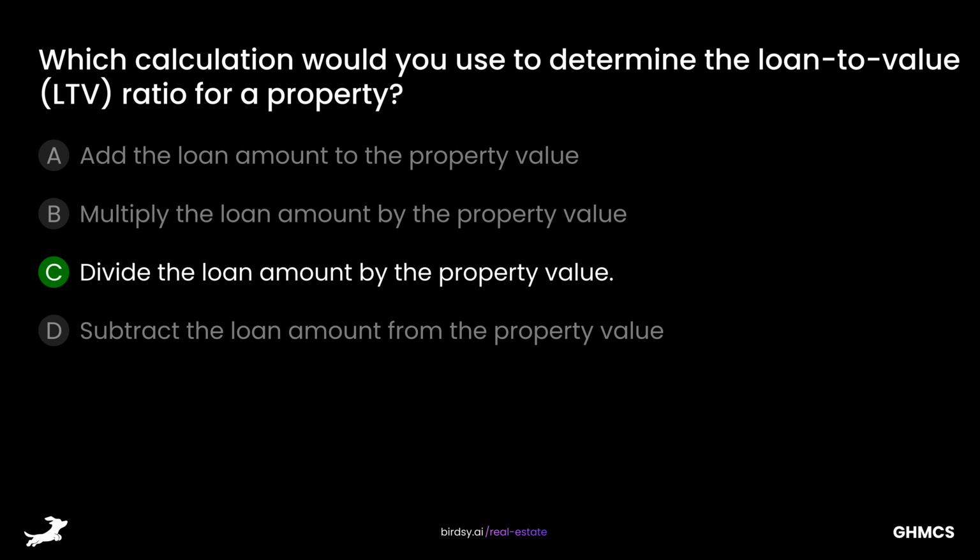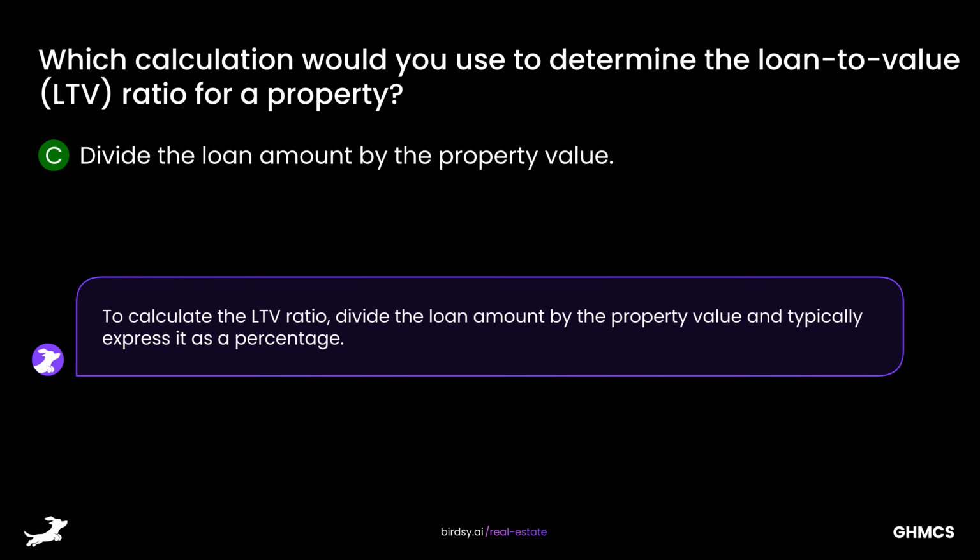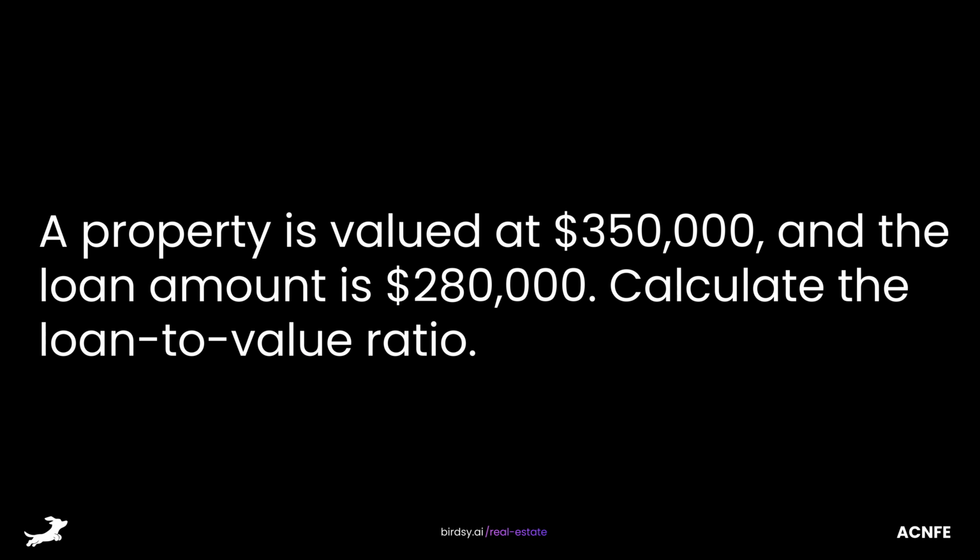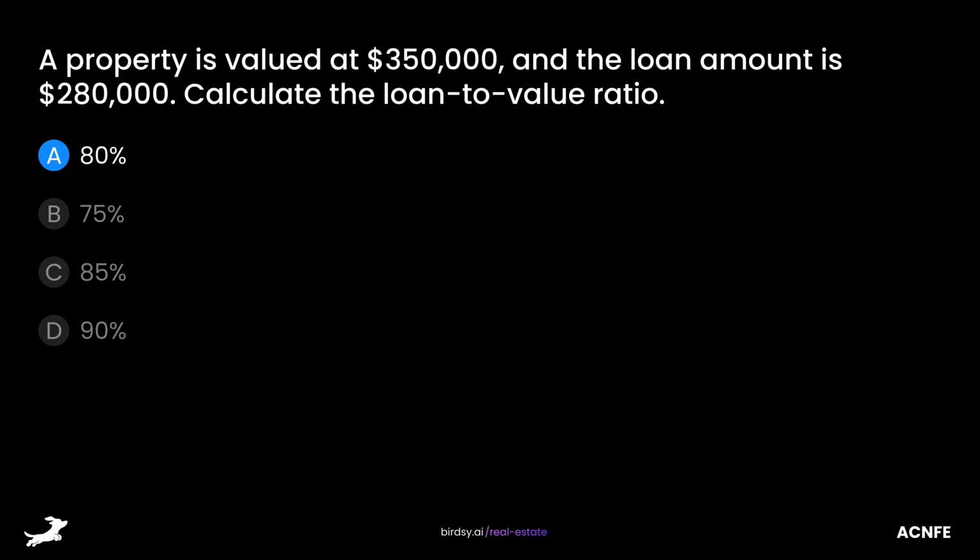The answer is C, divide the loan amount by the property value. To calculate the LTV ratio, divide the loan amount by the property value and typically express it as a percentage. A property is valued at $350,000 and the loan amount is $280,000. Calculate the loan-to-value ratio. Is it A, 80%, B, 75%, C, 85%, or D, 90%?